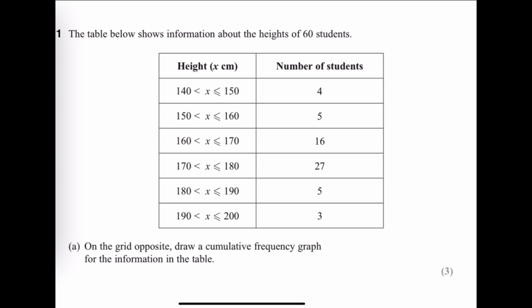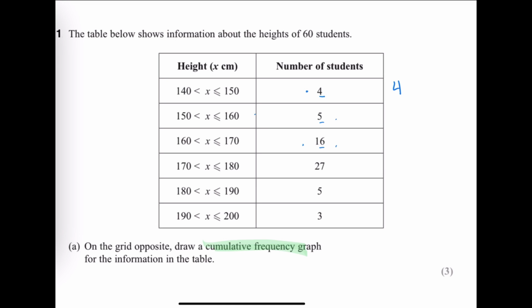The table below shows information about the heights of 60 students, and on the opposite grid, draw a cumulative frequency graph for the information in the table. The first thing you do when you see that you need to draw a cumulative frequency graph is start adding these, because you don't just plot them as they are. Because it's cumulative, you need to keep adding. So you need to start adding.